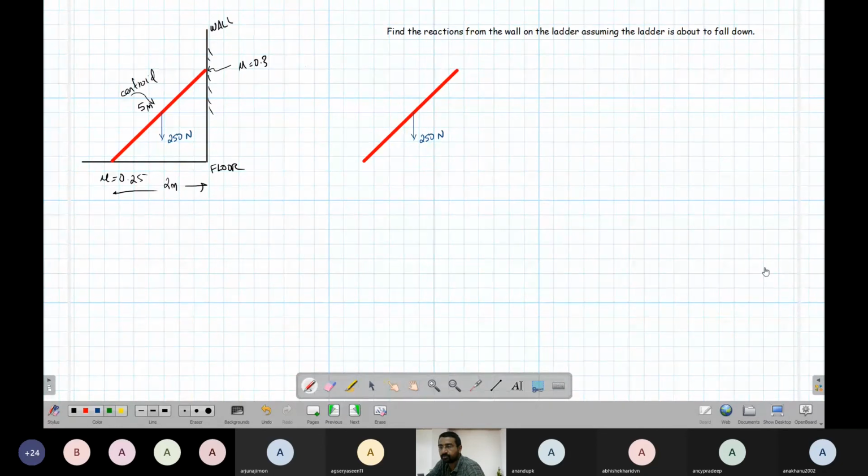Is George there? Yes, sir. George, tell me, what forces have you marked? The wall has a reaction. So this is my wall, this is the reaction. I'll call this N1. Then from the floor we have a reaction. I'll call this N2. These two will be different values. Then from the centroid, distance 250 is already there.